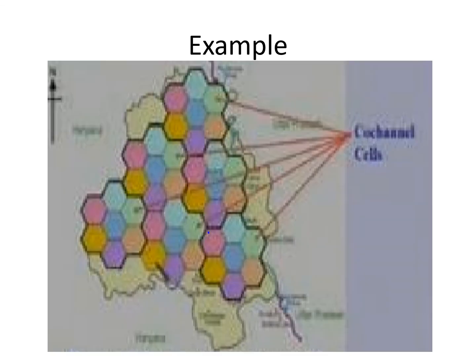Now in this example figure, we have a 7 cell cluster size, and instead of alphabets we are using different colors, and co-channel cells are shown by the same colors. If we have a map like this, how the whole geographical area is covered in the form of clusters is just shown for understanding. Same colors mean the same co-channel cells.